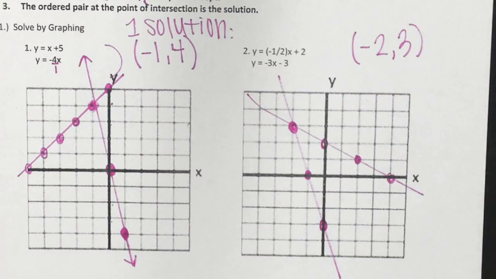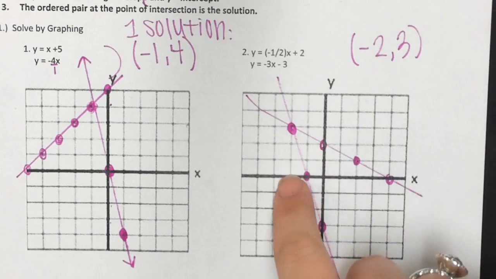Okay, there's only one point, and it was (-2, 3).